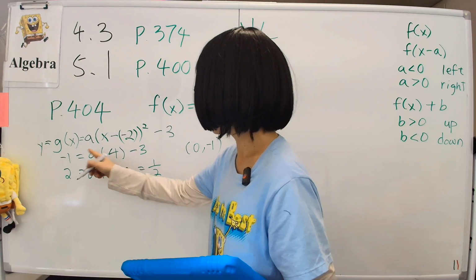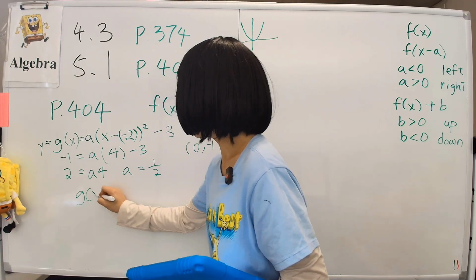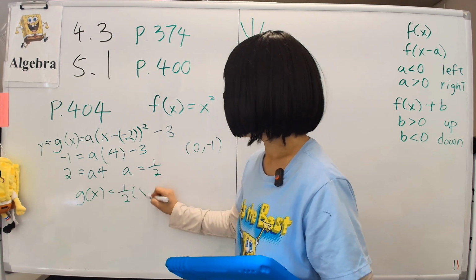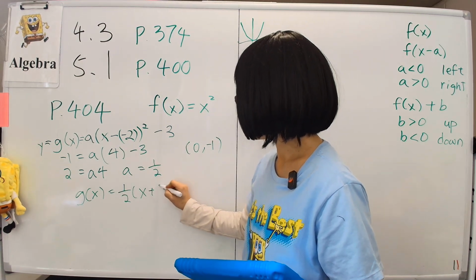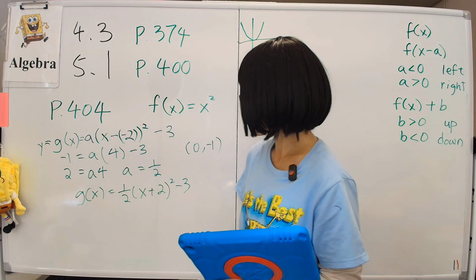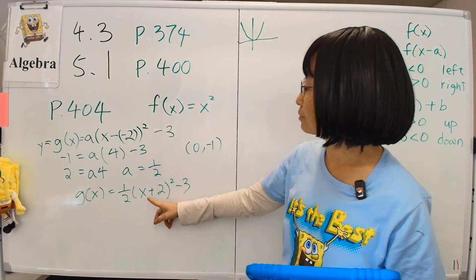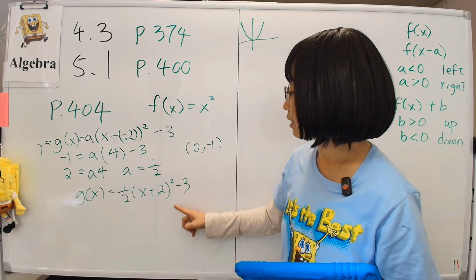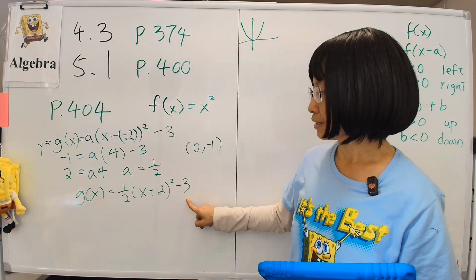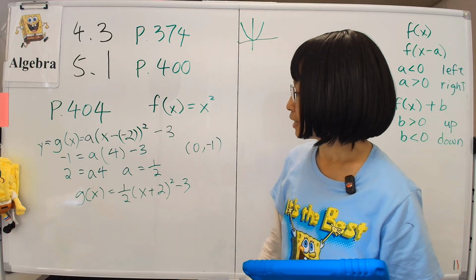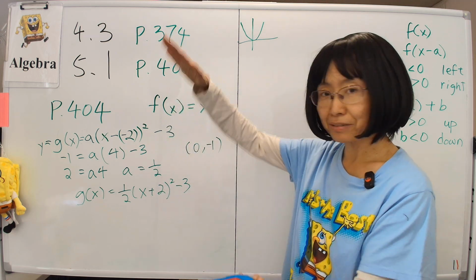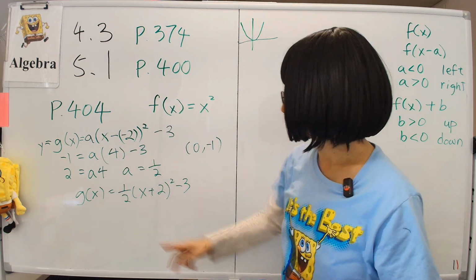So g of x, if you write the whole thing out, will be equal to 1/2 times (x plus 2) squared minus 3. This thing here is called the standard form. The reason it's called the standard form is because just by looking at it, you can tell that the vertex is at (-2, -3). And the graph is also being compressed, since it's only half. So it got squashed a bit.